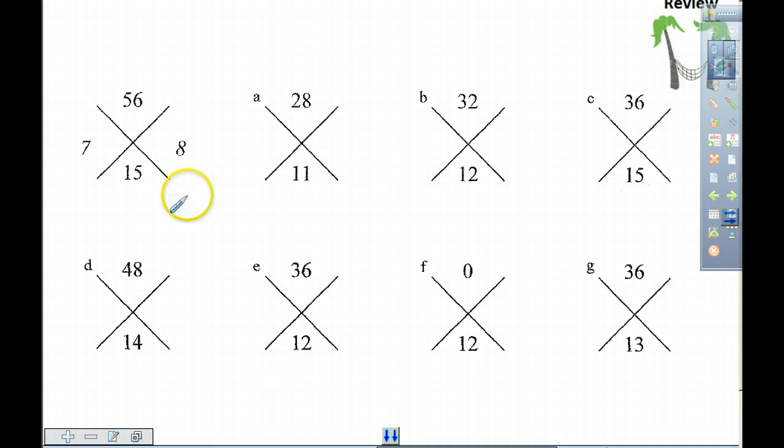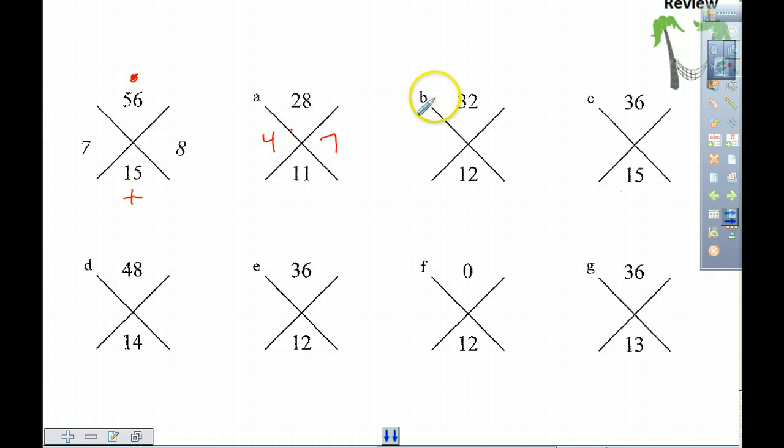You might remember these. It's been a long time ago. What two numbers multiply to the top number and add to this number? So like this one, what two numbers multiply to 56 and add to 15? That'd be 7 and 8. So take a minute, go through these, see what you can find out, and we'll go over them. What multiplies to 28 and adds to 11? 4 and 7, or 7 and 4, the order doesn't matter. Go through those and we'll go over the answers.